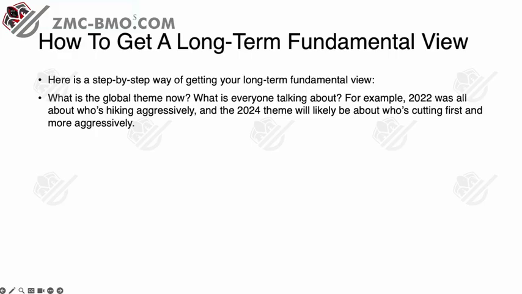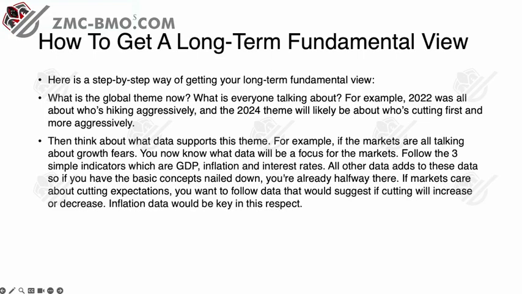So now we know what data supports this theme. Think about which data supports this theme, so what supports the idea of who's going to cut first, who's going to cut more aggressively. For example, if the markets are talking about growth fears, you now know what data will be at focus for the markets. Follow the 3 simple indicators, which are, of course, GDP, inflation, and interest rates. Drew has made a video on this that is just below this video. And all other data adds to these data. So if you have the basics nailed down, you're already halfway there.